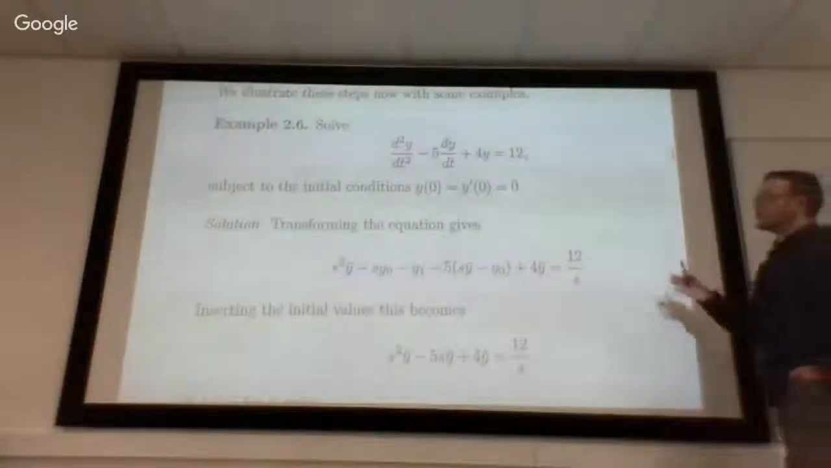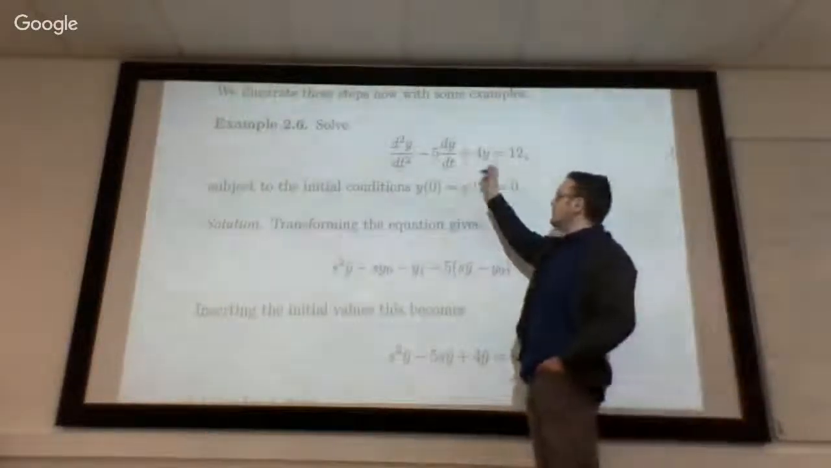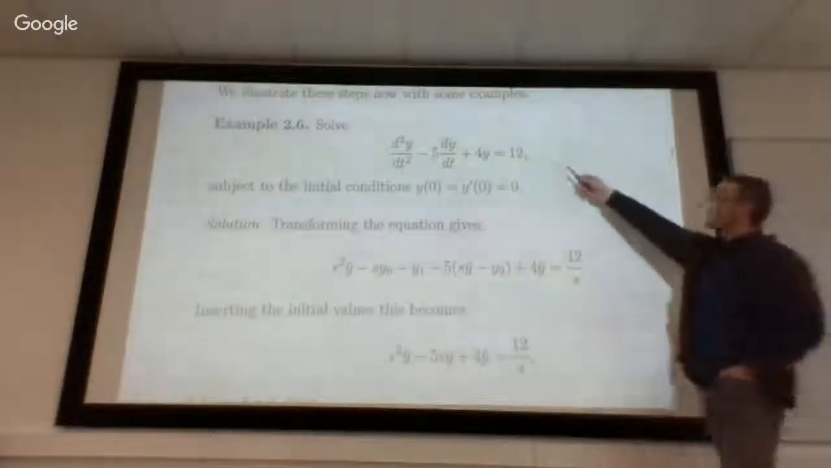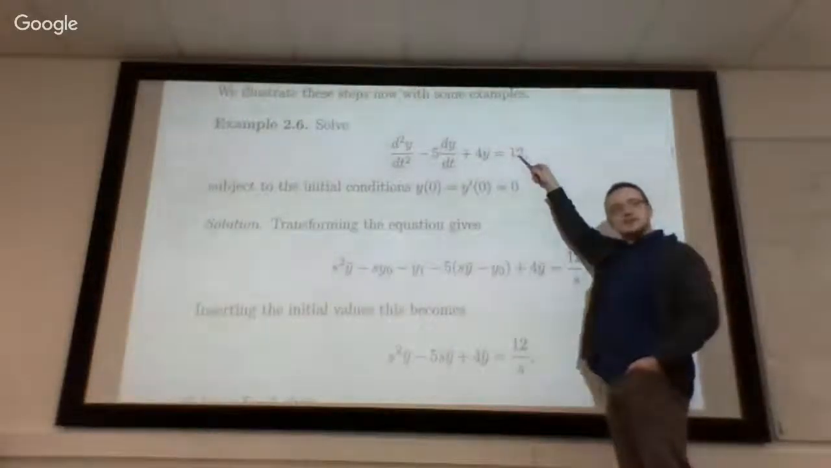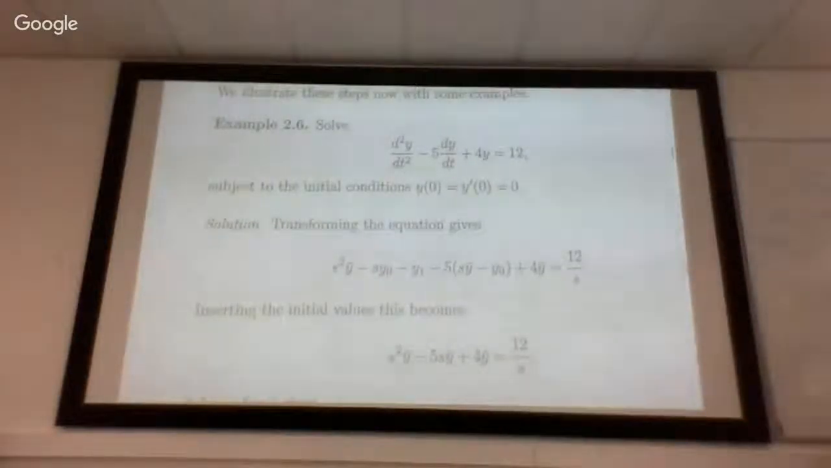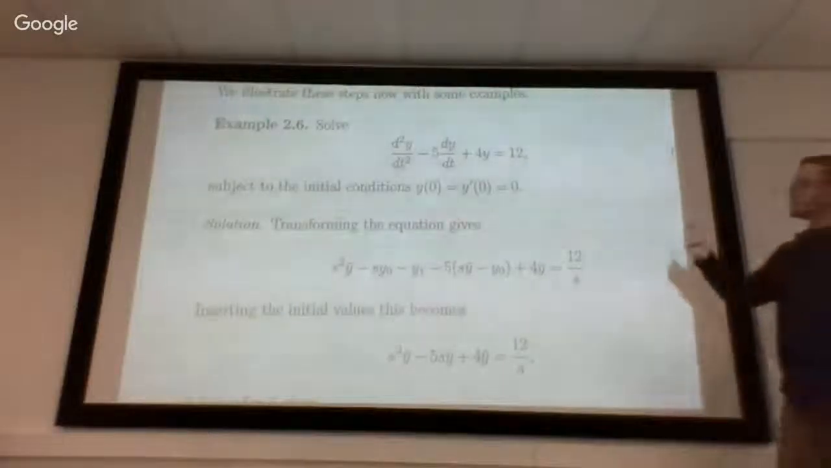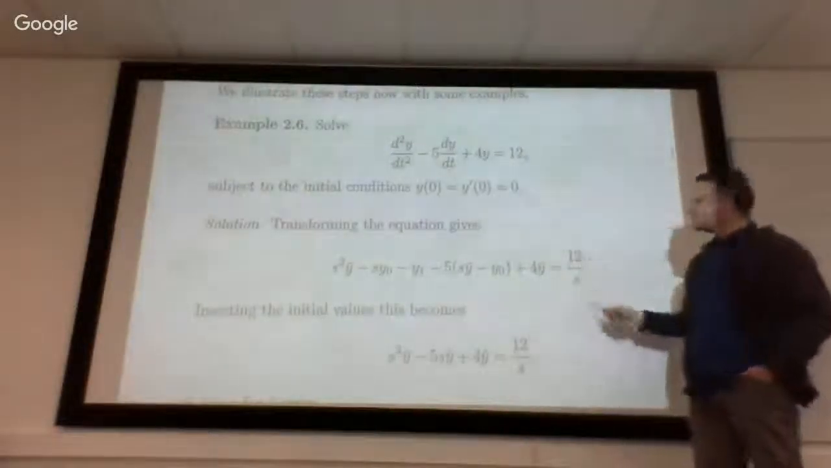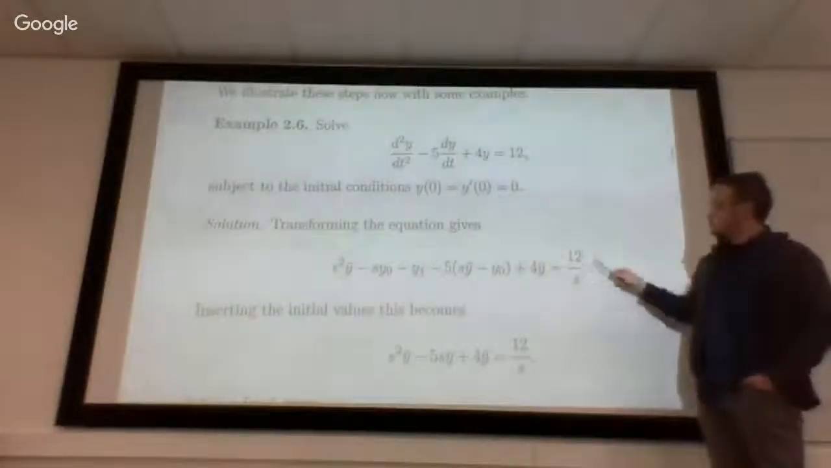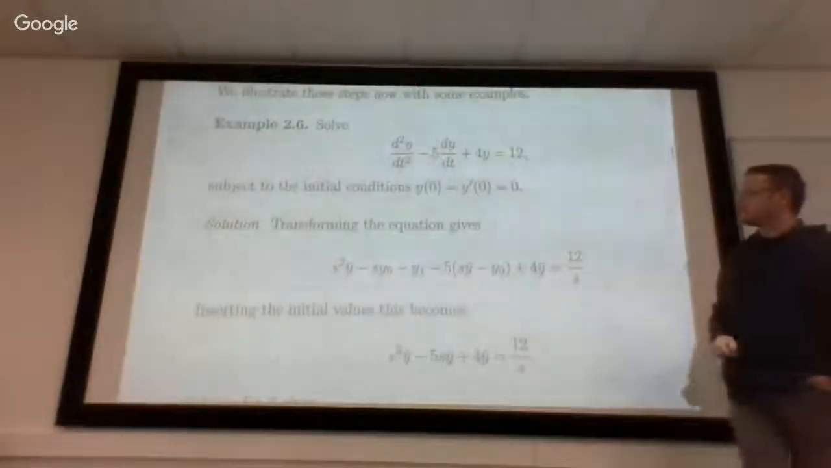First of all, we take the Laplace transform of both sides of the equation. Looking at the right-hand side first, the Laplace transform of the constant 12. Well, remember, the transform of the constant function 1 was 1 over s. The transform is linear, so the transform of 12 will be 12 times the transform of the constant 1. So the transform of 12 is 12 over s.